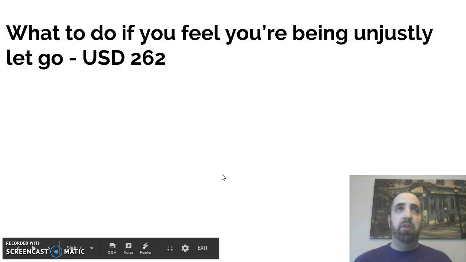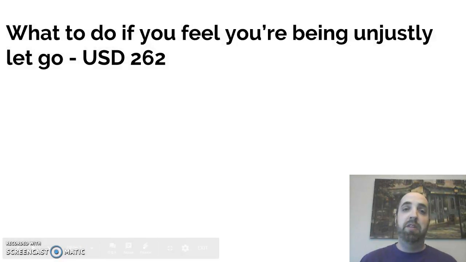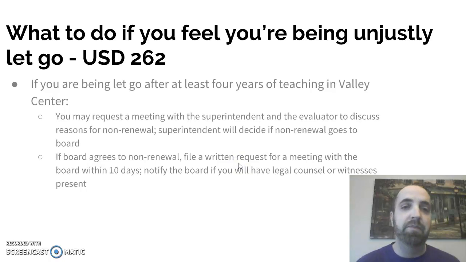So then the next step is, if you've had a poor evaluation, maybe the chances are you aren't going to be brought back. And here's what to do if you feel like you've been unjustly let go at USD 262. This accounts for if you've been on the staff for at least 4 years of successful teaching at Valley Center. If you fit that and now you're being non-renewed, you can request a meeting with the superintendent and the evaluator, whatever principal it is that's in charge that's done your evaluation, to discuss the reasons for the non-renewal.